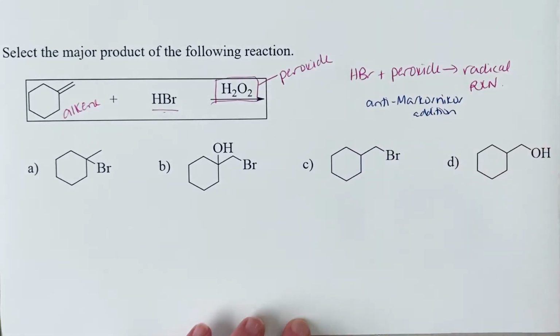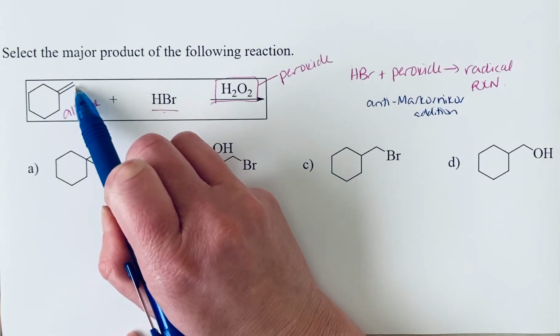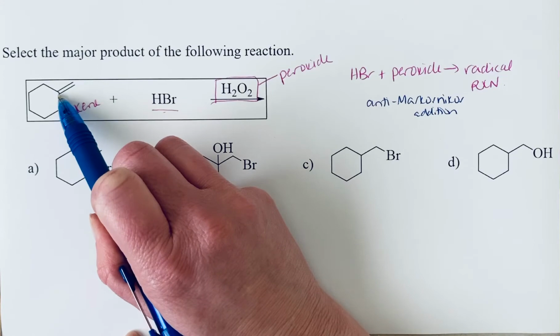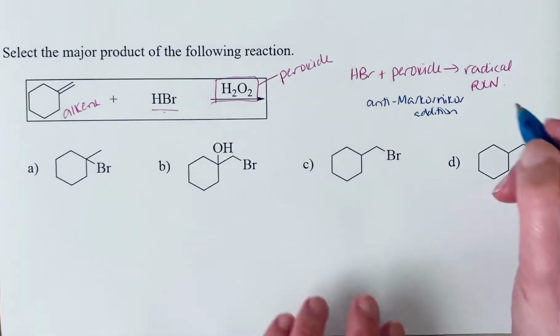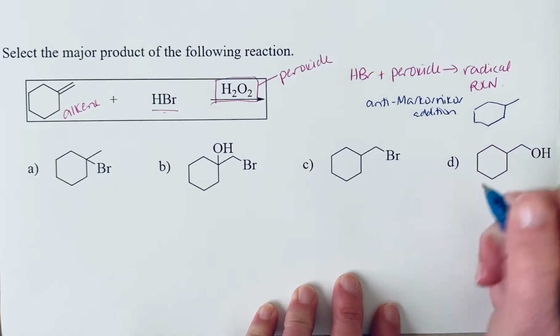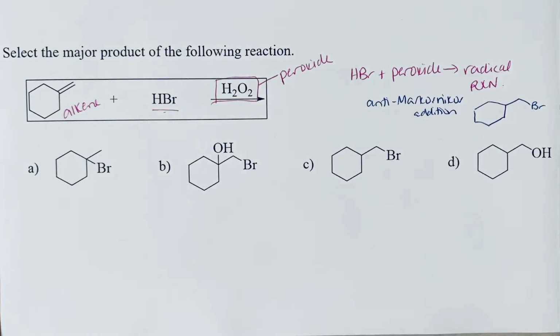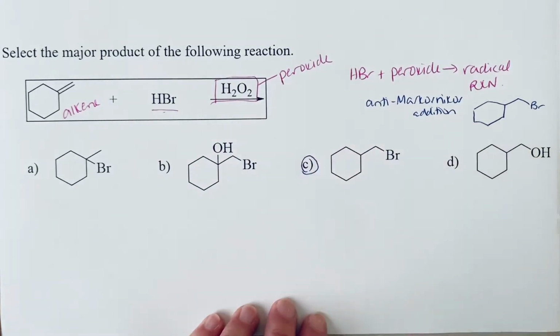So normal Markovnikov addition would have the hydrogen adding to the less substituted carbon and the bromine adding to the more substituted carbon. So the anti-Markovnikov product would do the opposite. It would put the hydrogen here and it would add the bromine to the end carbon. So that is option C.